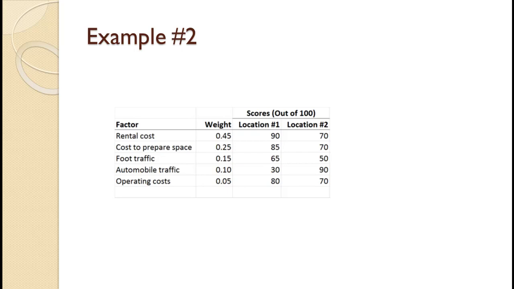3. The amount of foot traffic in the shopping center, weighted at 0.15. 4. The amount of automobile traffic on the main street feeding the shopping center, weighted at 0.10. 5. Operating costs for the location, weighted at 0.05. Remember, lower costs must get a higher rating. The scores for the 2 locations are shown on the slide. Which is the better alternative? Since you've seen an example already, let me suggest that you pause the video and try to work this problem on your own. Once you're done, you can use the video to check your work and spot any mistakes you might have made.